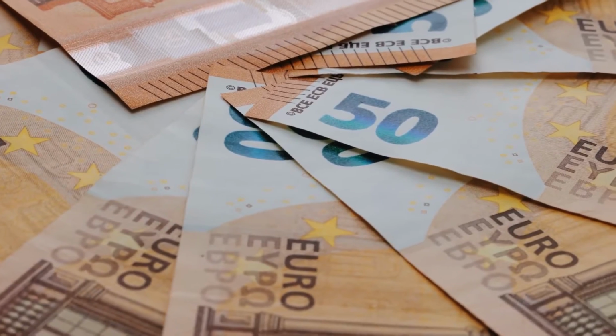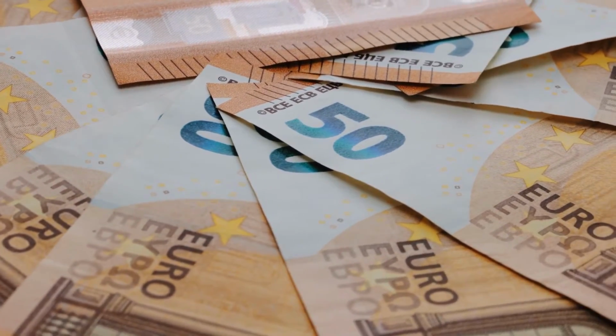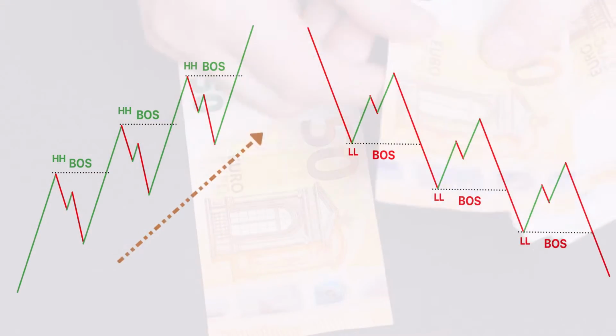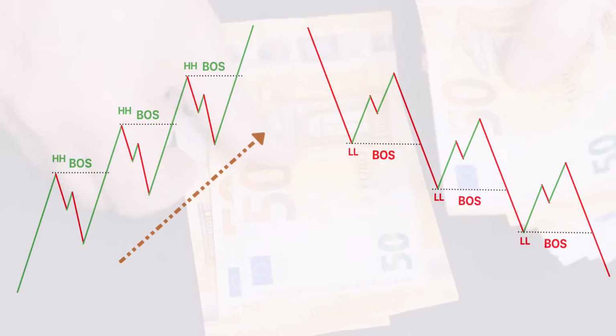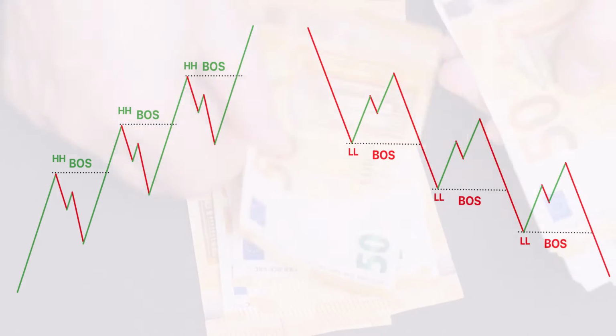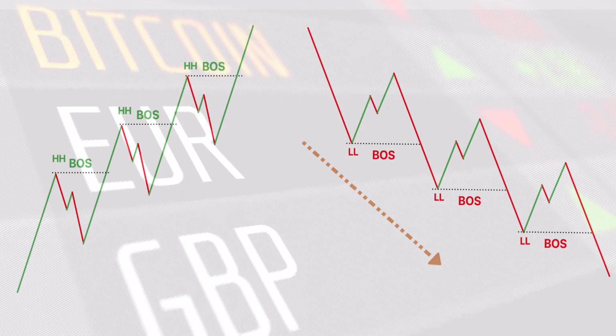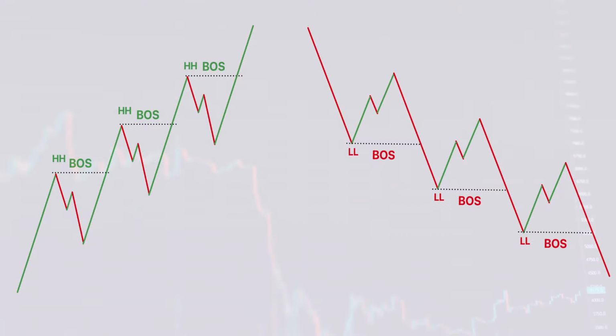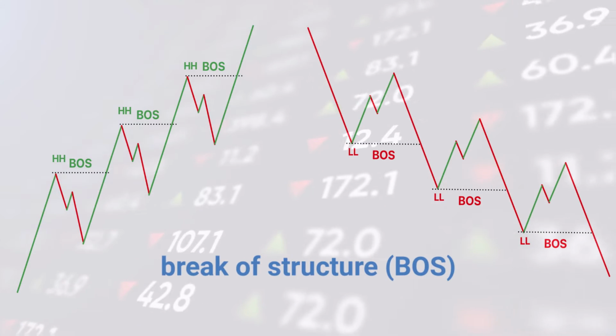Trend recognition in smart money is like trend recognition in the classic style. In the uptrend of the market, highs and lows are formed one above the other. In the downtrend, lows and highs are formed one below the other. The previous break of the high in the uptrend and the previous break of the low in the downtrend are referred to as BOS.